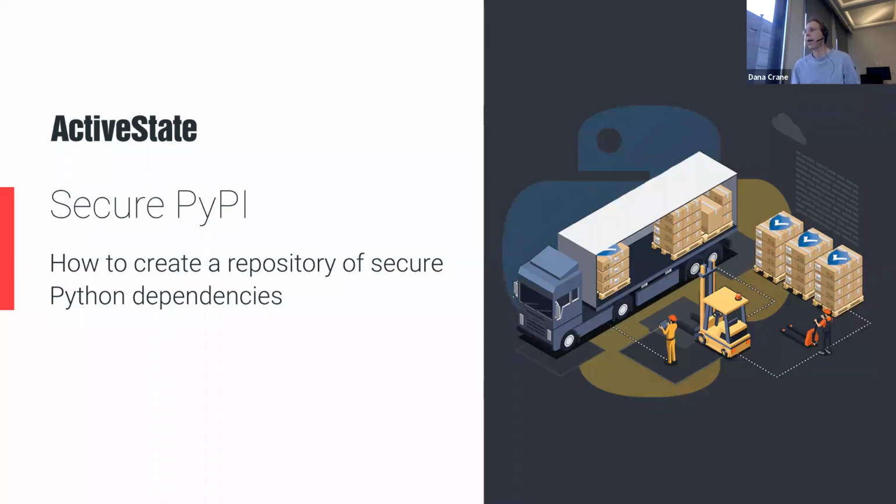So we'll be talking today about how to create a secure PyPI using the ActiveState artifact repository. And it's really all about how we can help you ensure that the Python dependencies you populate your artifact repository with are safe and secure for use.